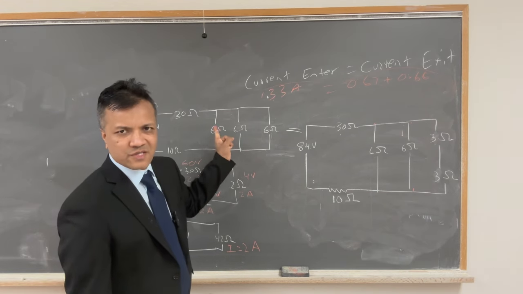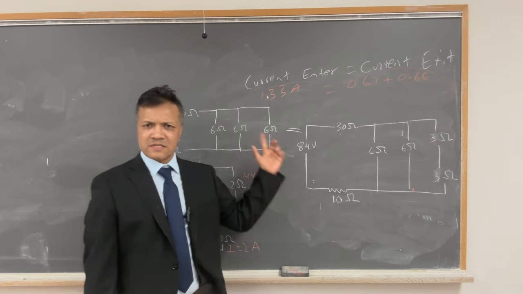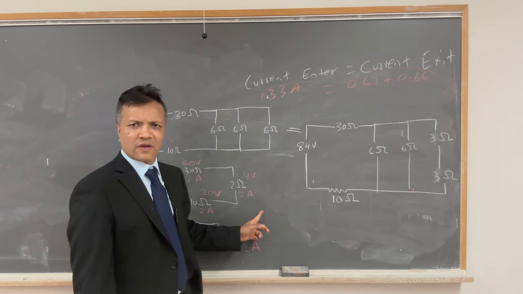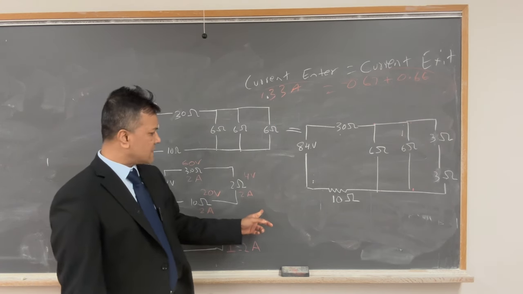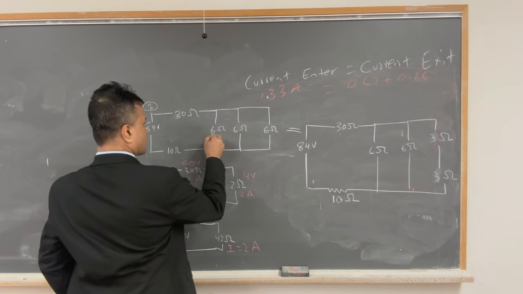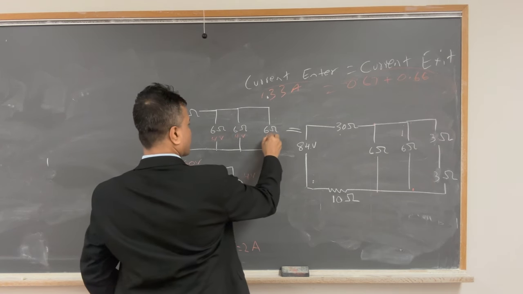This 2 comes from 6 plus 6 plus 6. Ohm's law tells us that is 2. 6, 6, 6 in what relationship? Parallel relationship. What is true for parallel relationship? Voltage is the same. What is the voltage? 4. So you're going to write 4 volt, 4 volt, and 4 volt.